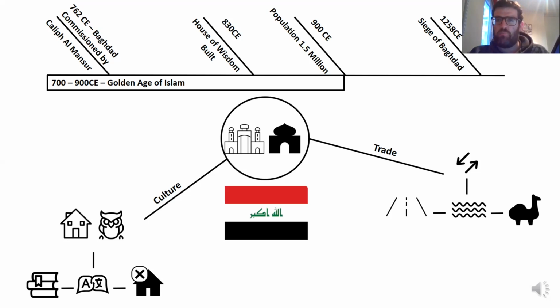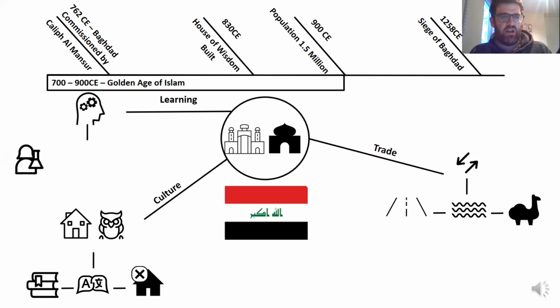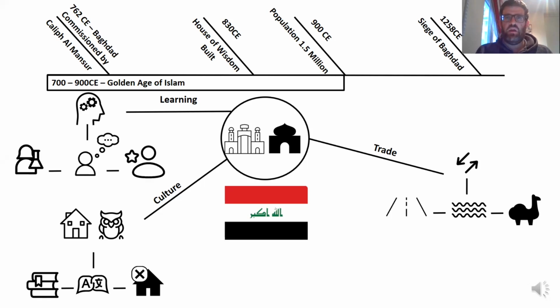At this point, I would like you to pause the video again and trace your way through, right from the beginning with the circle, through all of the dates at the top, through trade and through culture, trying to remember all the information that I've given you so far. Finally, learning. Baghdad was known as the learning capital of the world, and it was home to many scientists, philosophers, and astronomers. At this point, I would now like you to pause your video again and trace your way through all of the information that I give you. How many of the facts that I've told you can you remember?